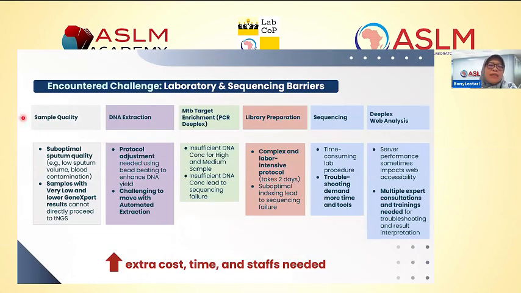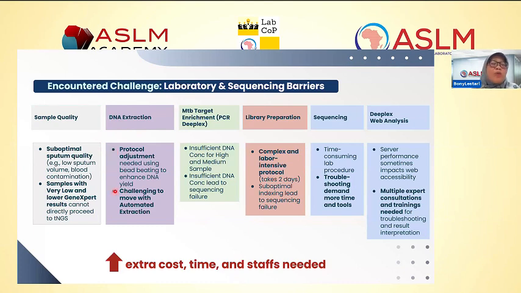And then along the process of performing the sequencing, the pre-analytical lesson that we learned is that we usually have suboptimal sputum quality. Either it is low sputum volume or contaminated with blood, for example, and also once we run testing with Xpert, we see a very low result, sometimes trace or not detected. The second is DNA extraction. We need a lot of protocol adjustment using bead beating. We spent 3 months until we got a good bead beating procedure. So the procedure itself can enhance the DNA yield.